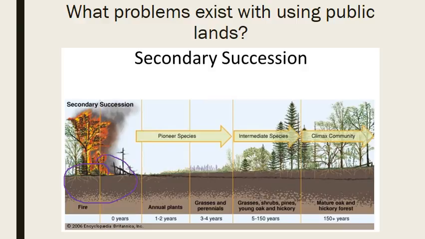So instead of having those lichen come in, we can start with those annual plants that start rebuilding the soil, making it healthier. Then we move through the grasses, into the shrubs, and we move into the mature climax community at the very end.